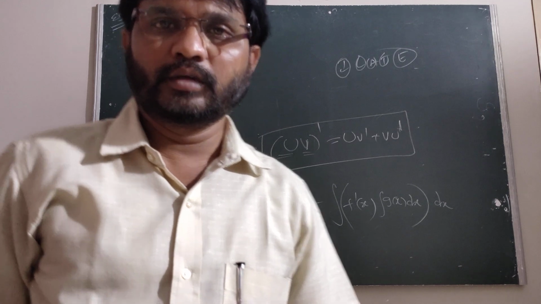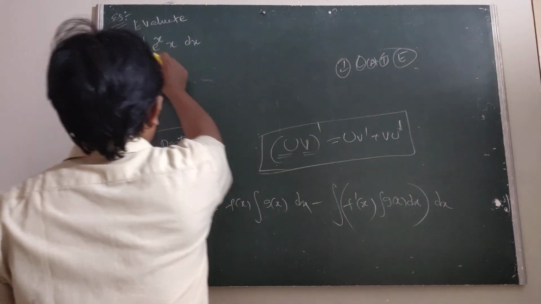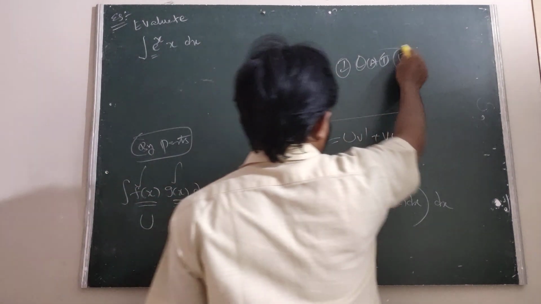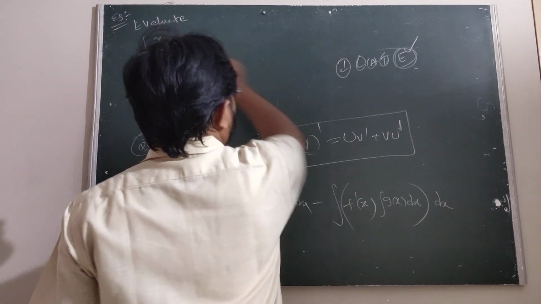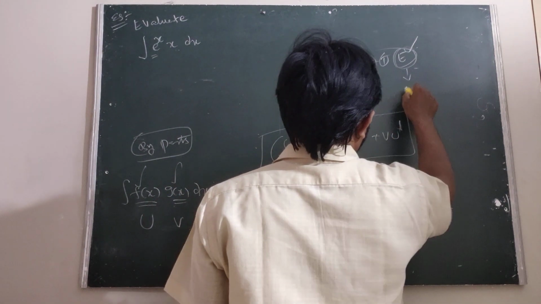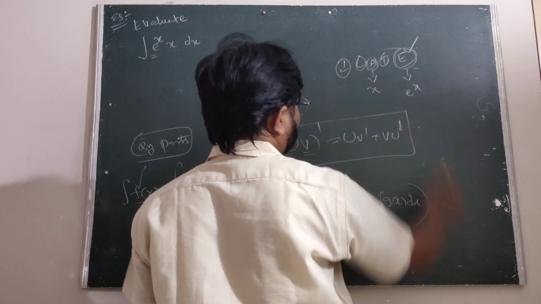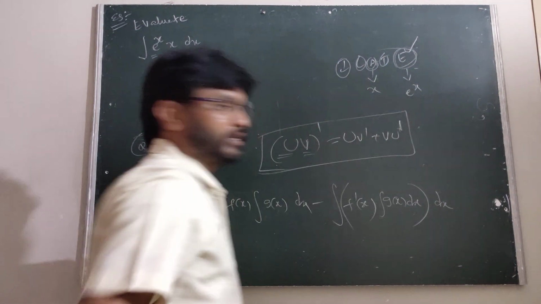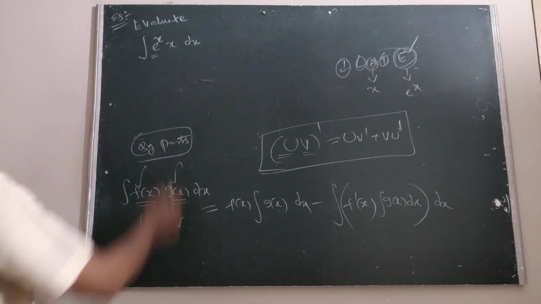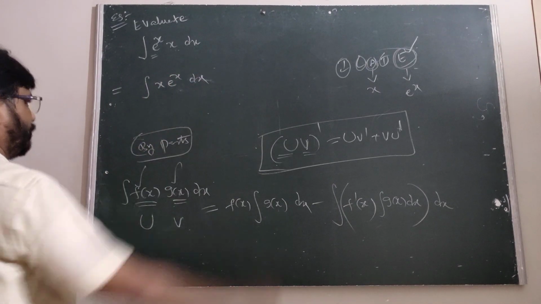Is it clear? So therefore, here, in ILATE, e power x is the exponential function and x is the algebraic function. So A and E, which is the first one? Algebraic function. The exponential function is always the last one. Therefore, now we can write in order: x into e power x into dx.